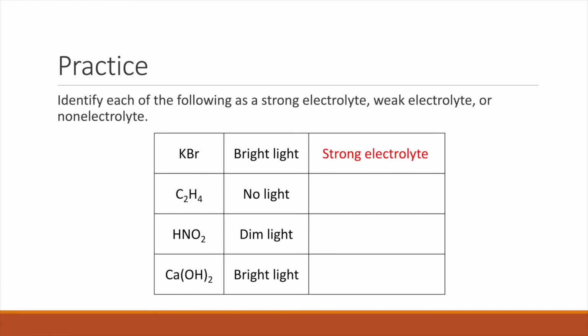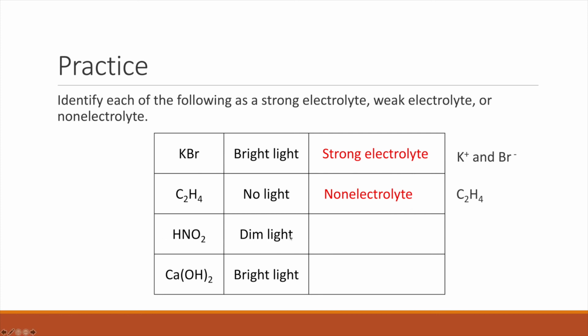Now, the question doesn't ask you to do this, but I'd like to elaborate a little more. So if it is a strong electrolyte, if I were to take my magnifying glass and look into my solution, I would see K+ and Br-, right? No KBr, dissociated completely. Now C2H4, right, I see that this is covalent. There's no light. This is a non-electrolyte. So in my solution, there's only C2H4, no ions whatsoever. Nothing's really changed.